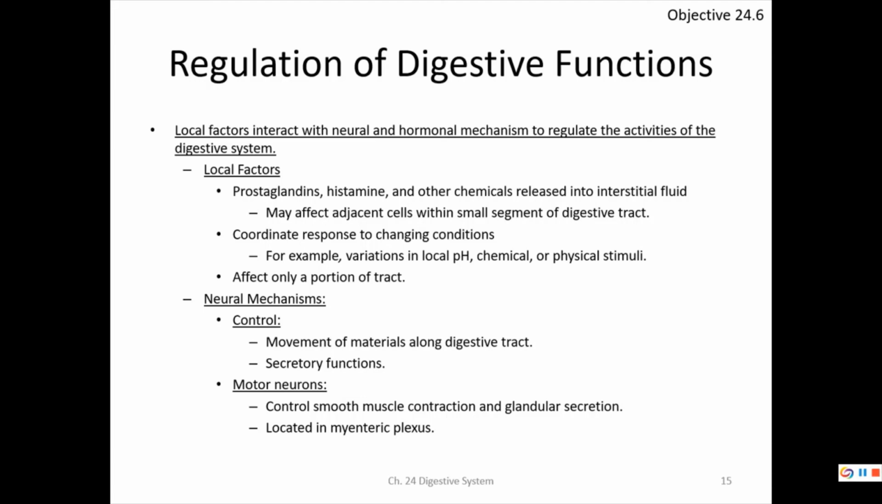Now, these can be local, which are usually hormones, or neural. The local things are things like prostaglandins and histamine. And we know that chemicals coming into the body can actually change and alter these. Prostaglandins, with pain and inflammation, can stimulate. So let's say that something comes into the gut that we don't normally want to eat. Things like prostaglandins and histamines can be released.